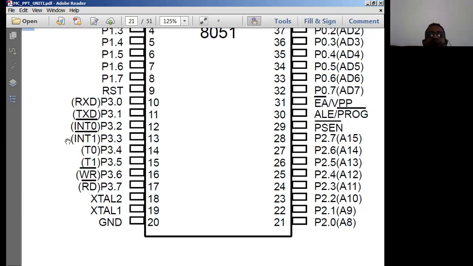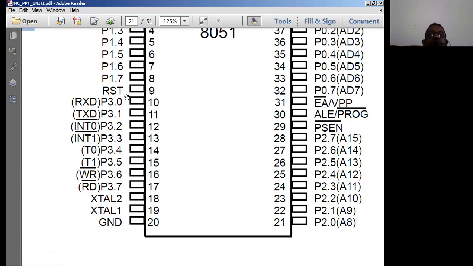For port 3 pins, if you cannot remember this mapping, P3.0 for RxD, P3.3 for interrupt 1 signal, P3.6 for WR bar, and so on, then at most you can remember the operations: receiving data, transmitting data, the two interrupt signals INT 0 bar and INT 1 bar, the timer inputs T0 and T1, and you can remember RD bar and WR bar very easily.